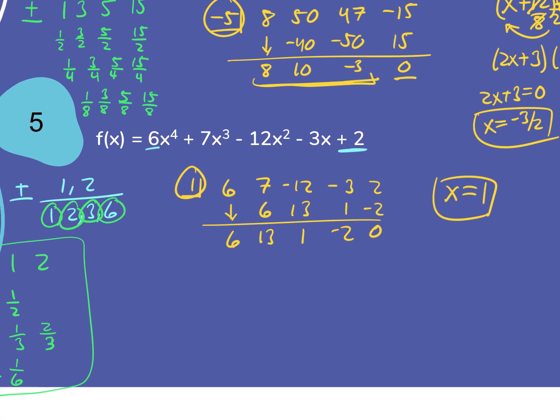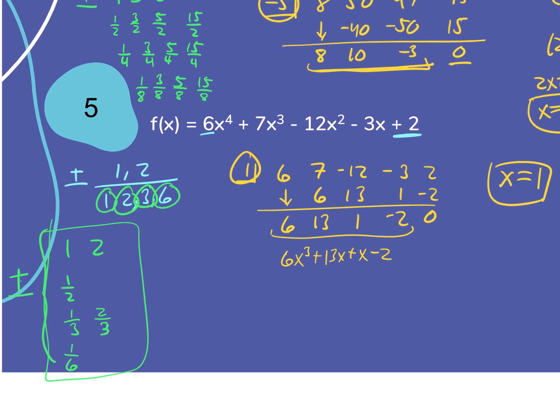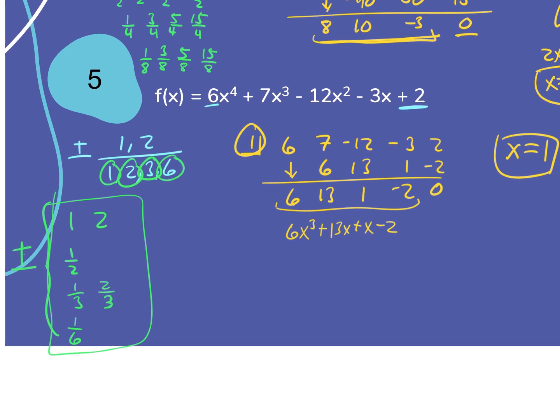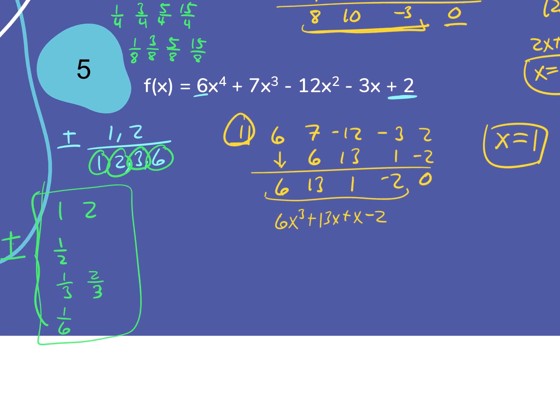Just notice now that our quotient here is going to be 6x to the third plus 13x plus x minus 2. I can't factor that still. You can try to group it, but you're not going to get a GCF. You're not going to get matching parentheses. So really, we're going to have to keep repeating this process using the same information that we originally had. The only thing is I don't want to use this entire thing first.